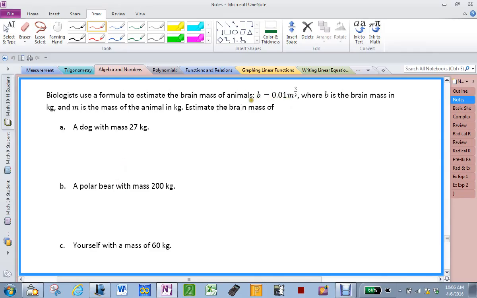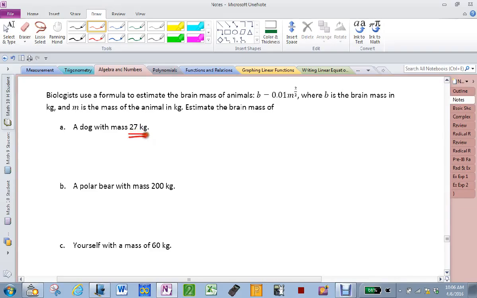Here it is. B, M is the math. So where does 27 go? M equals 27. And then you would put it into the formula. B equals 0.01, 27 to the 2/3. Then you would punch it into your calculator. Okay? Everybody got it? Yeah.